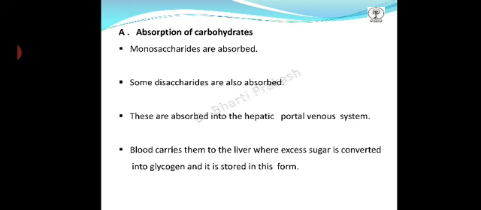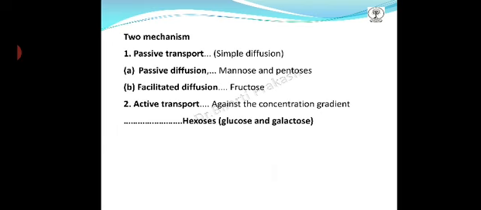First, we will take the absorption of carbohydrates. Carbohydrates are mainly absorbed in the form of monosaccharides. Some disaccharides are also absorbed. These are absorbed into the hepatic portal venous system. Blood carries them to the liver where excess sugar is converted into glycogen and it is stored in this form. There are two mechanisms for transport: passive transport and active transport.